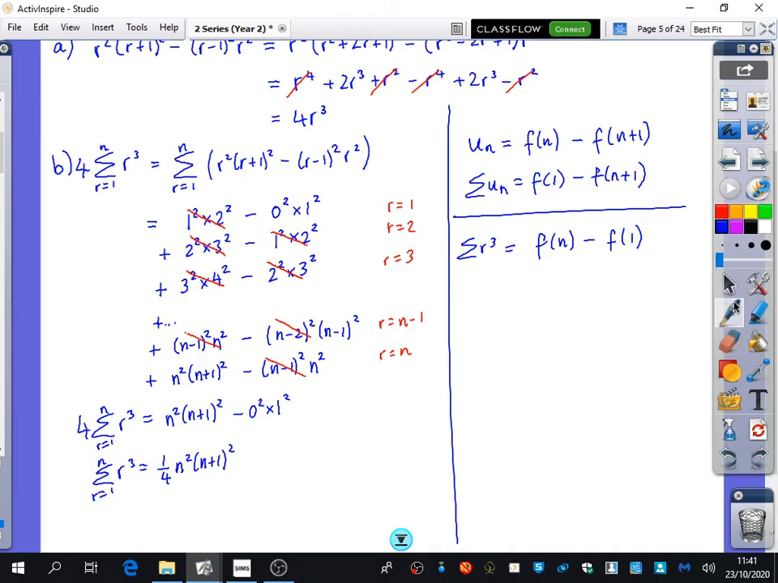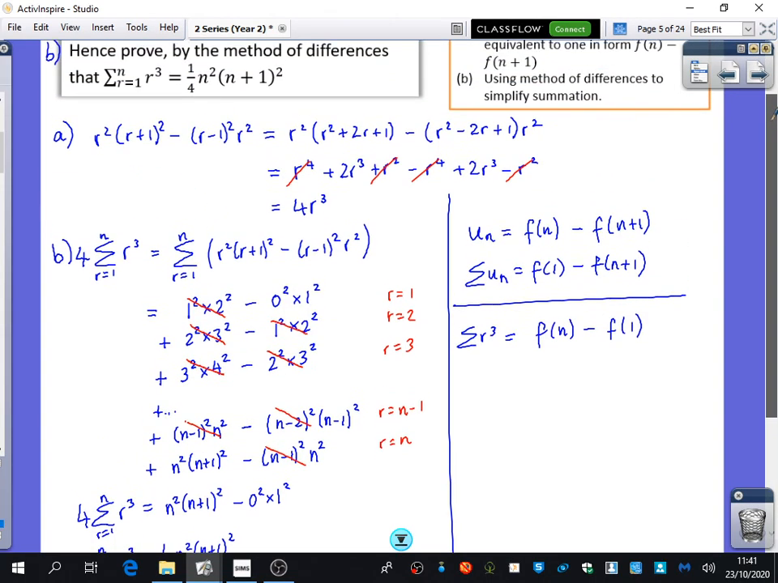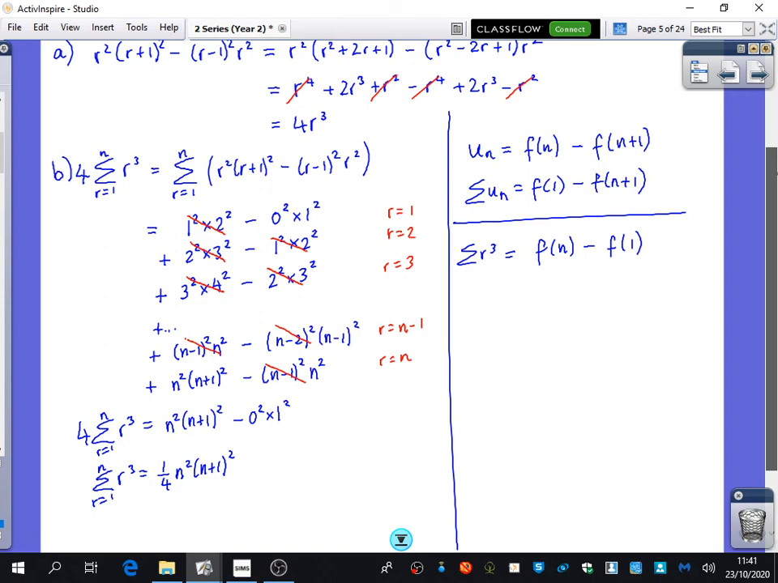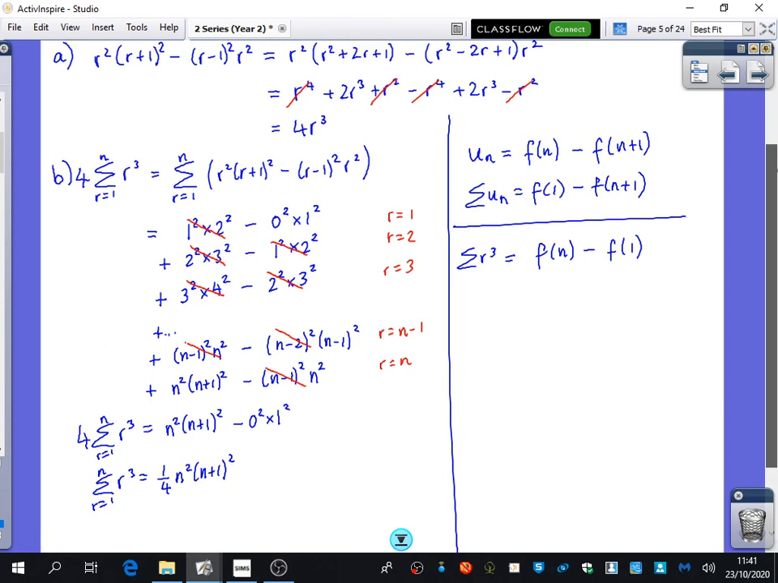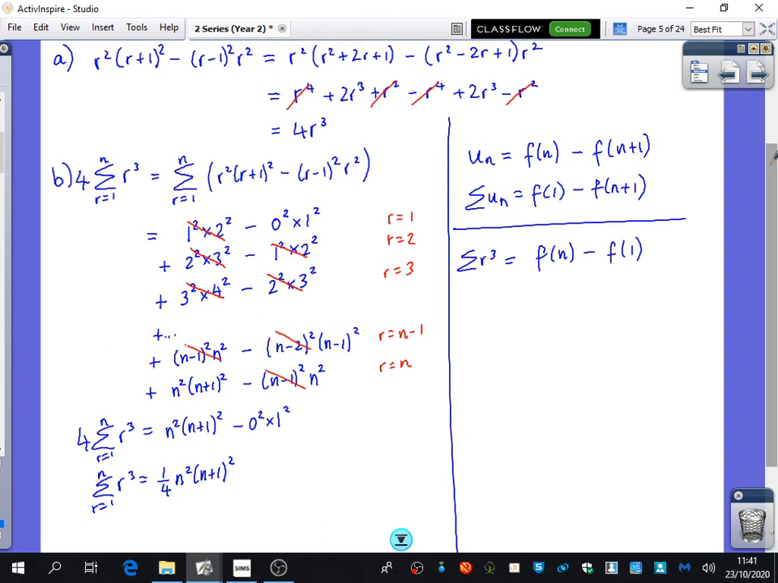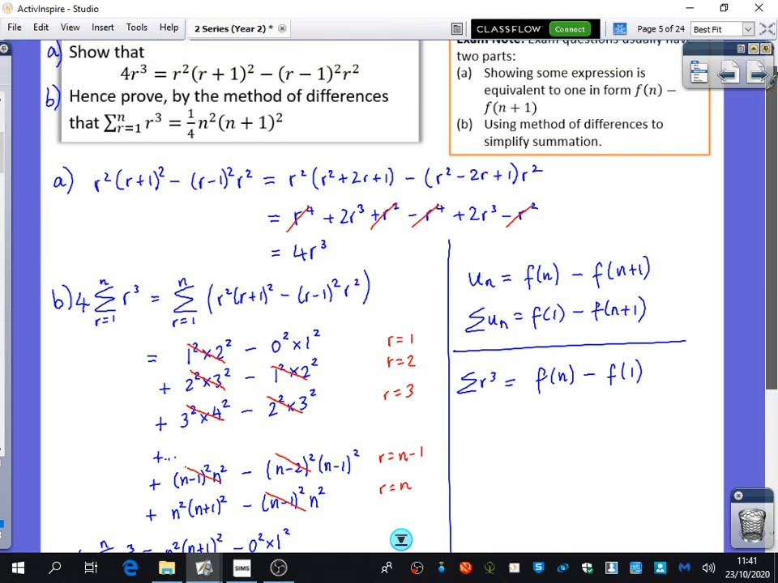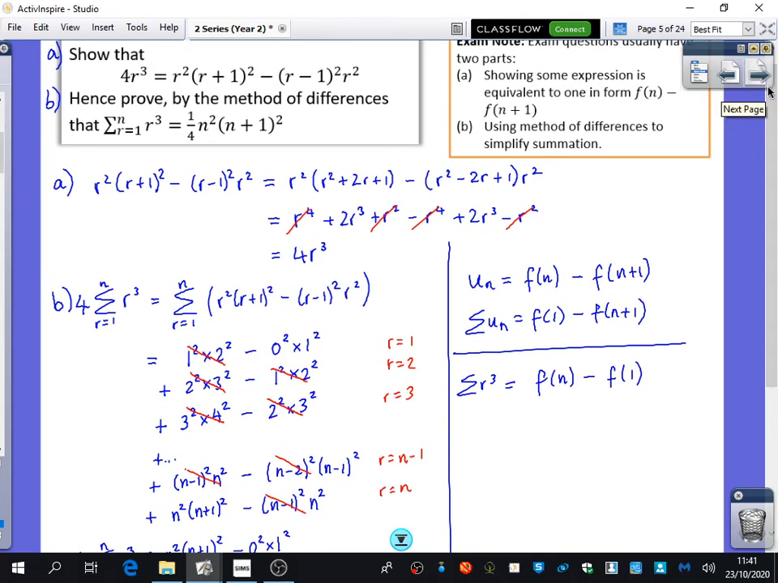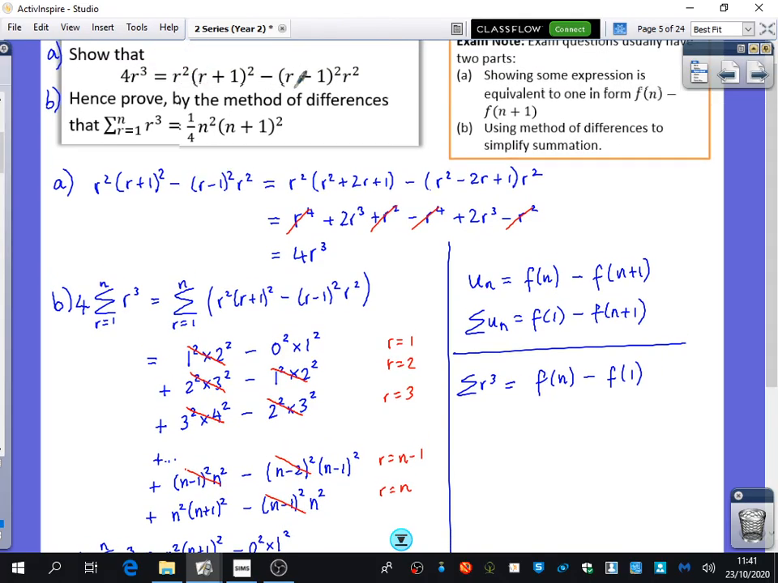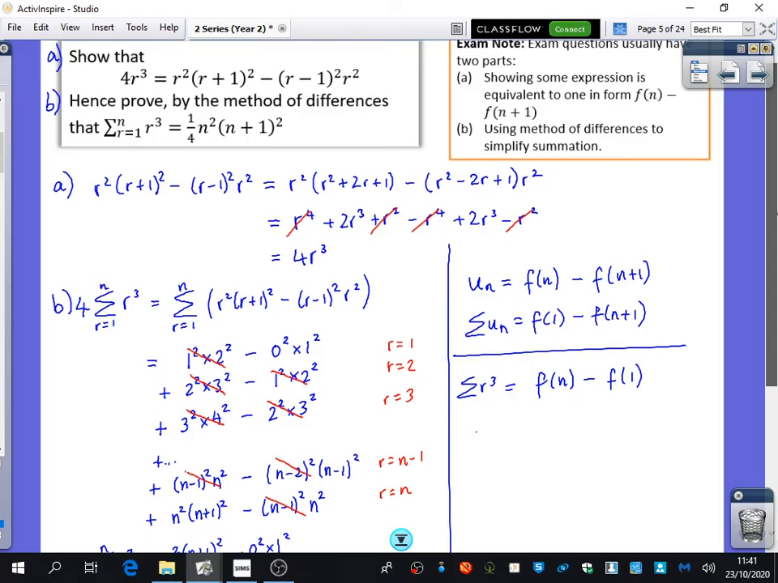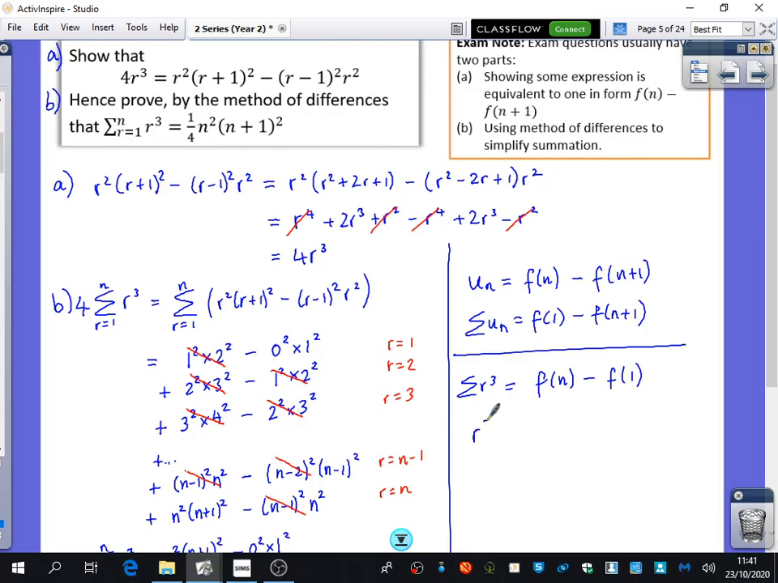So, this is tricky, this bit. The main thing I need you to take away is just how to do this, but as ever, I'm trying to prep you for the hardest things that could be there, and so this function notation is going to be interesting. So, let's think about this thing that I've got here. I've got r squared, r plus 1 squared, minus r minus 1 squared, r squared.